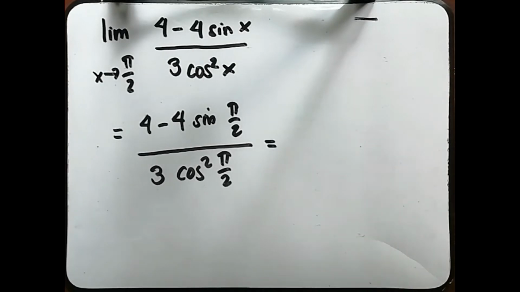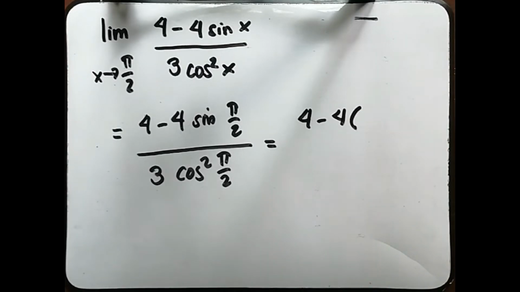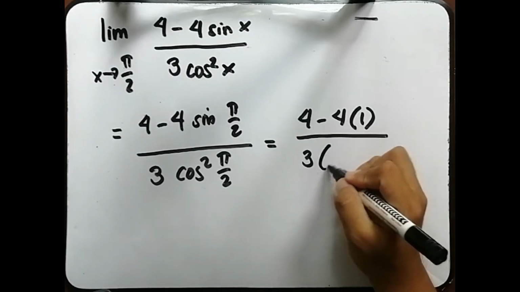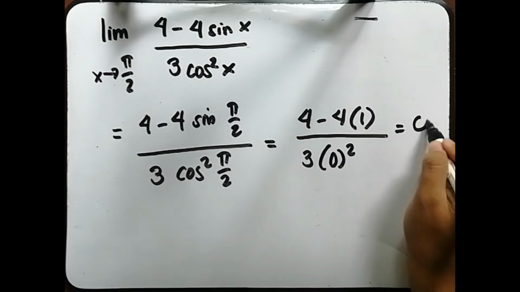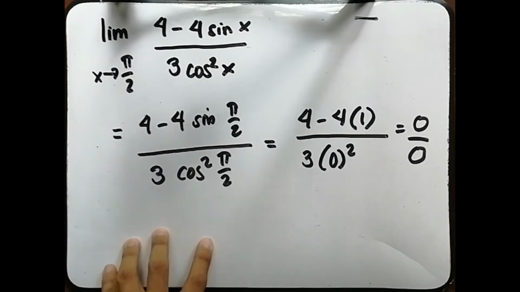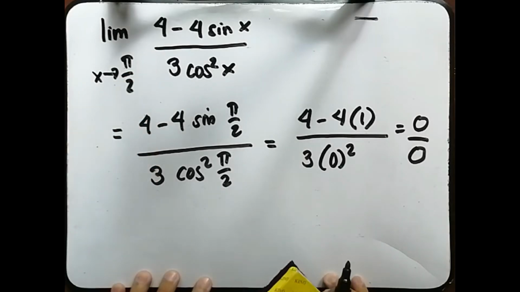That is equal to 4 minus 4 times 1, over 3 times 0 squared. So we have 0 over 0. So indeterminate form. So anong gagawin natin? Gagawa tayo ng way na ito ay magkakaroon ng limit.